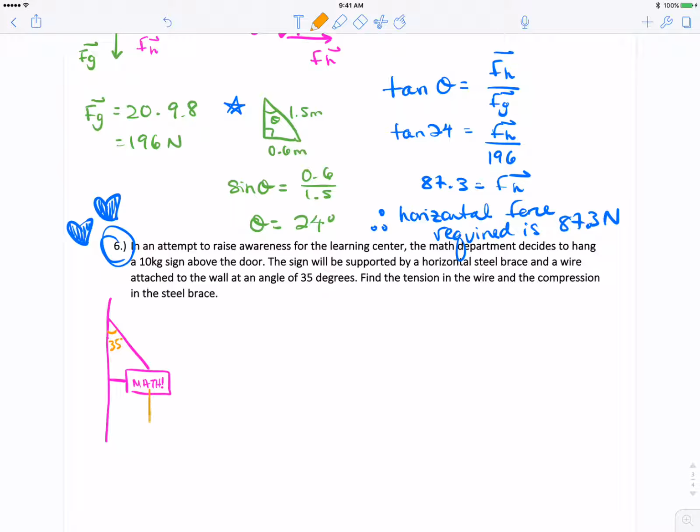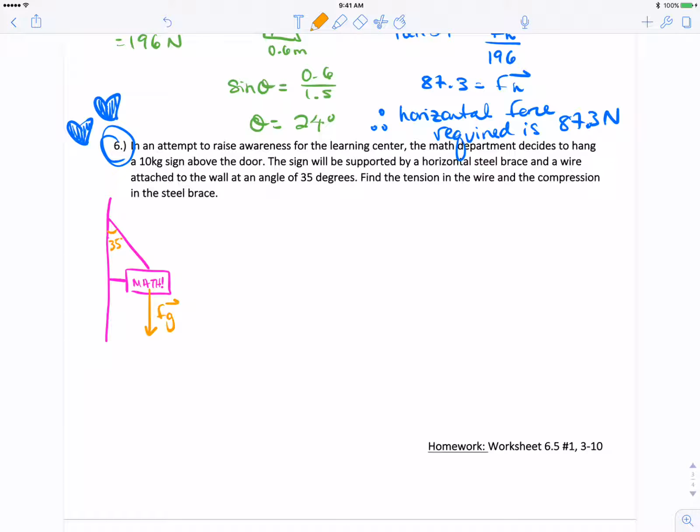Now, I know it has a force going down, gravitational force. Again, I need to convert that, so maybe that'll be the first thing I do. 10 kilograms multiplied by 9.8 gives me 98 newtons. So I have a 98 Newton force going down, and I have to figure out my 2 other measurements in terms of tension. This is the hardest part. There's a compression force and a tension force.